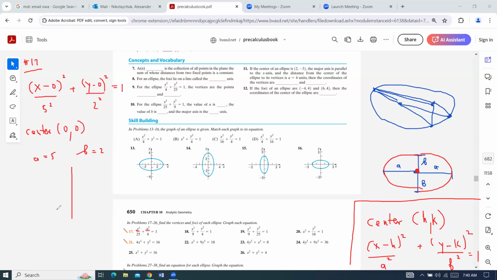So we can graph it. I put 5 units here to the right, as well as to the left, someplace here. And then 2 units up and down. So this way we get points to connect. I just want to write 2 a little bit nicer. And this way we're gonna produce our ellipse. So somehow like that.